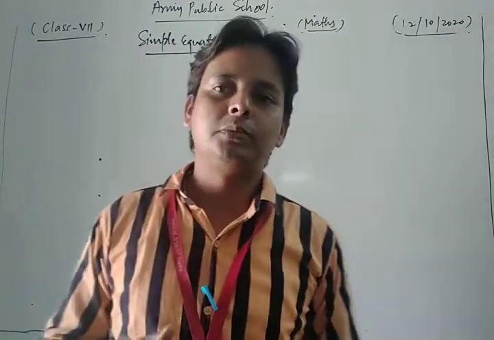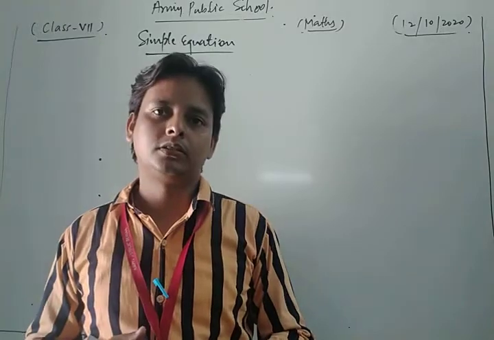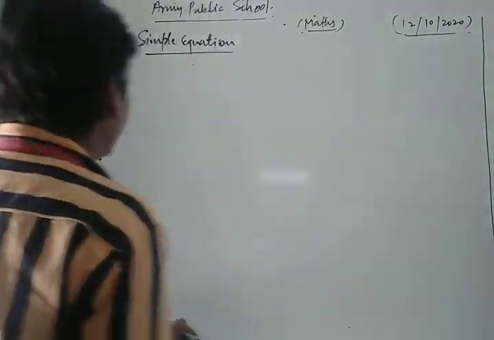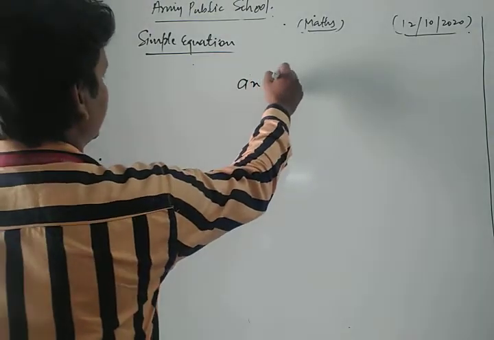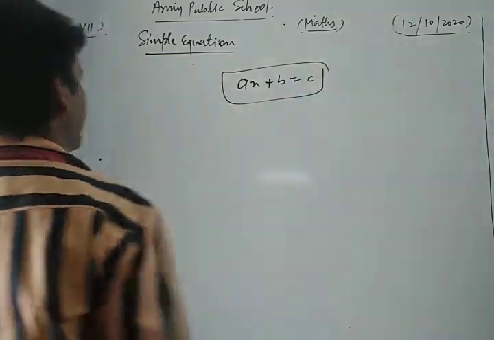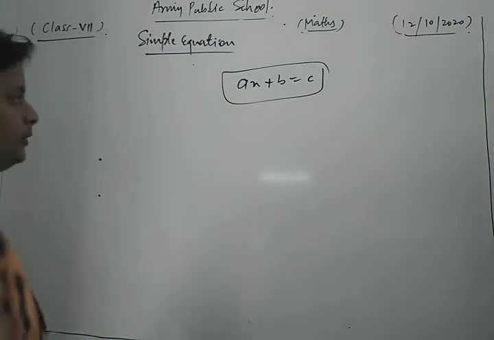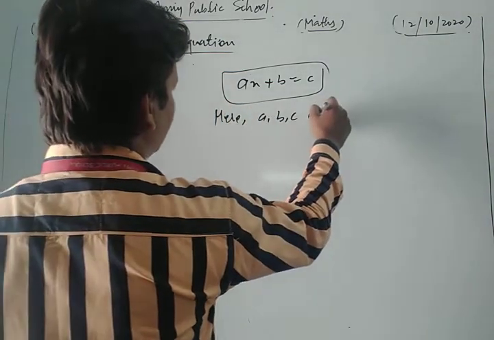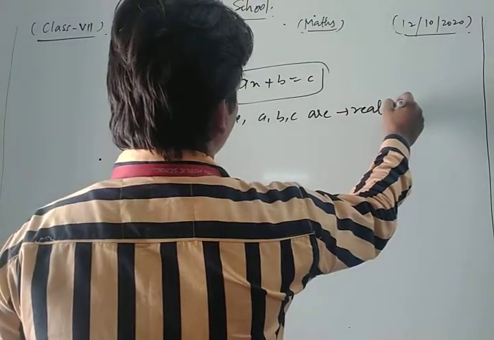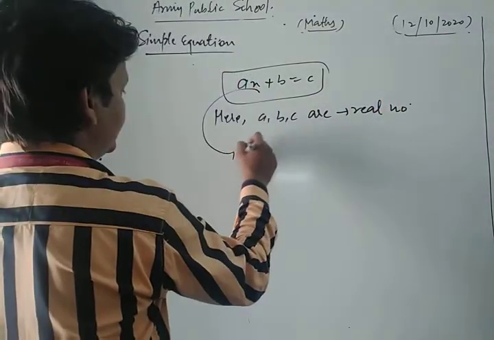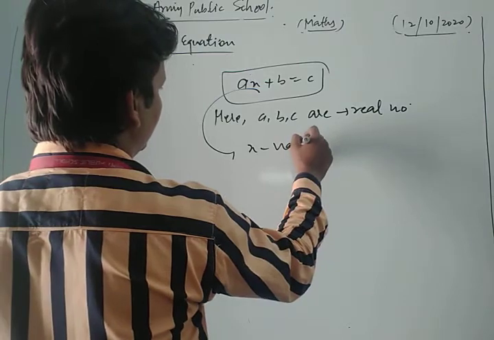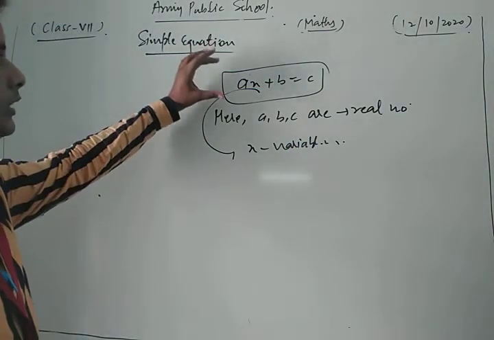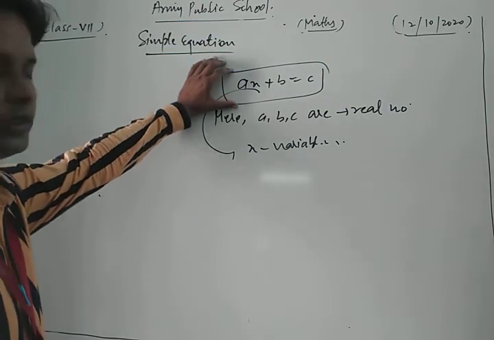The relation between constants and variables having an equality sign is known as an equation. Suppose we write ax plus b is equal to c, this is a form of an equation. Here a, b, c are real numbers and x is your variable, any variable. So this is a simple equation, a linear equation.